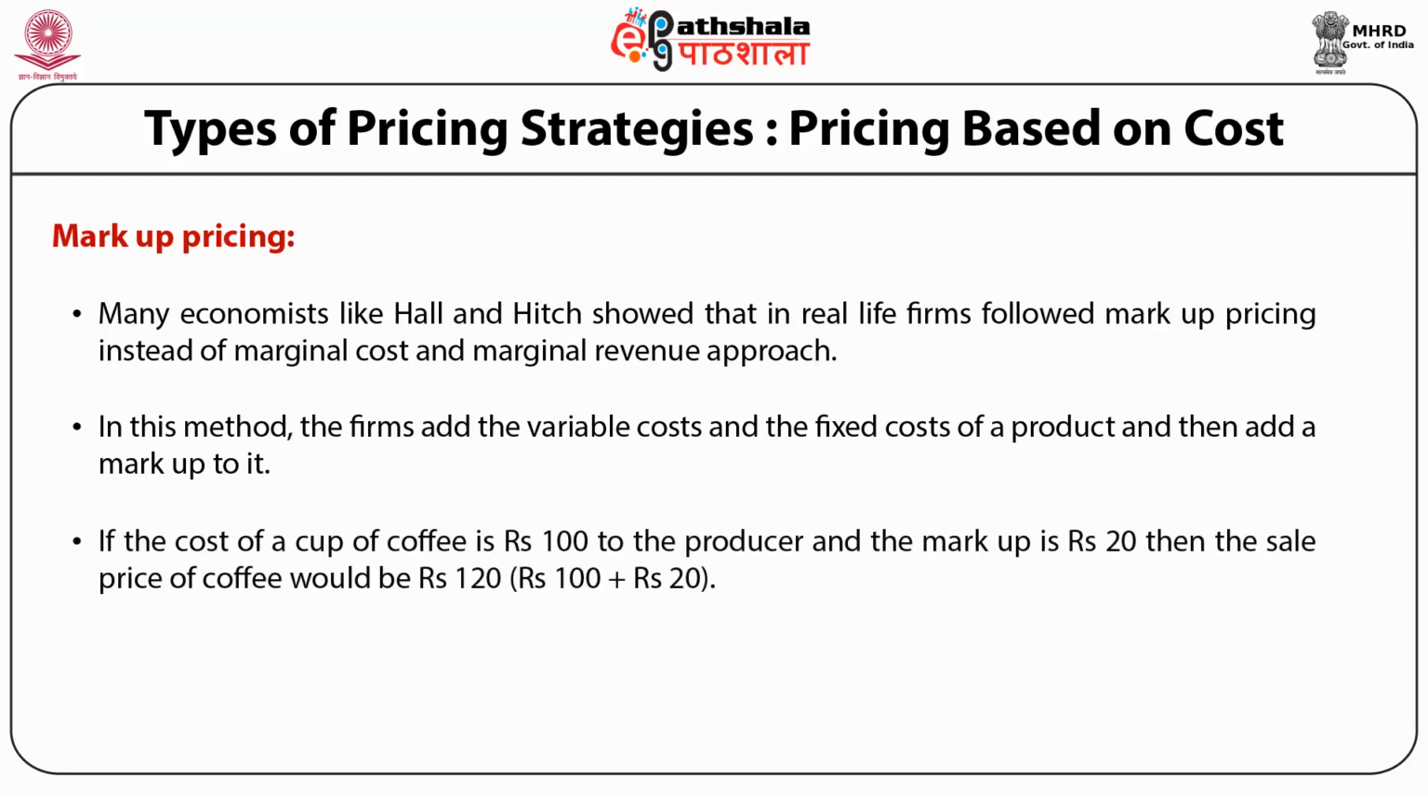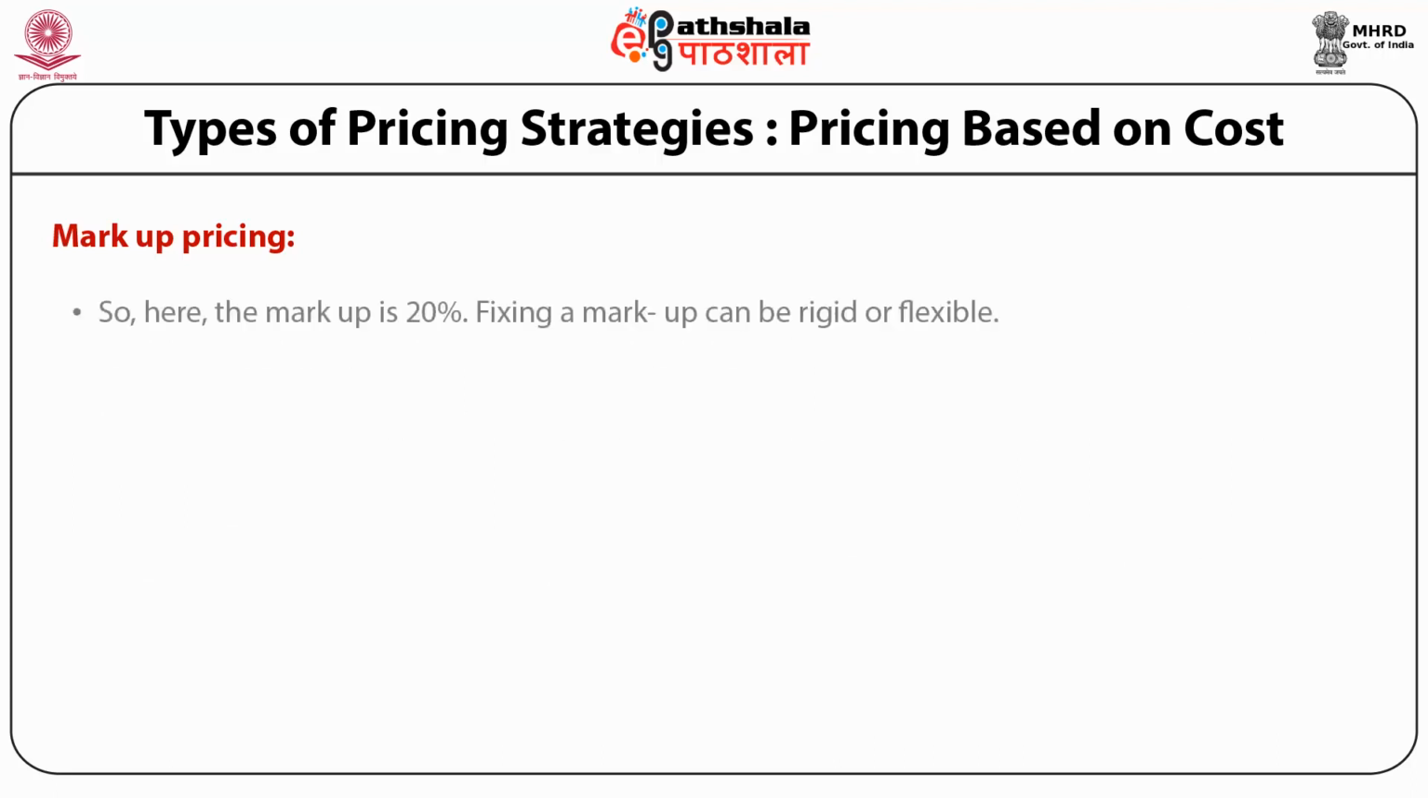If the cost of a cup of coffee is rupees 100 to the producer and the markup is rupees 20, then the sale price of coffee would be rupees 120, which is the sum of rupees 100 and rupees 20. So here the markup is 20%. Fixing a markup can be rigid or flexible.